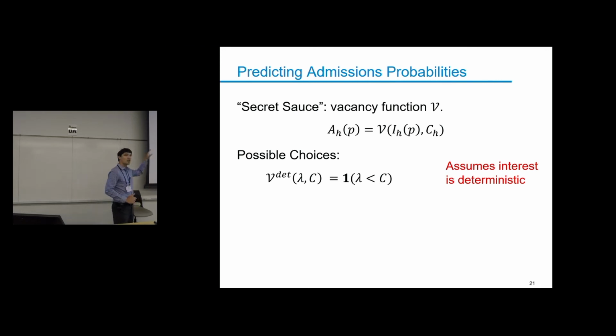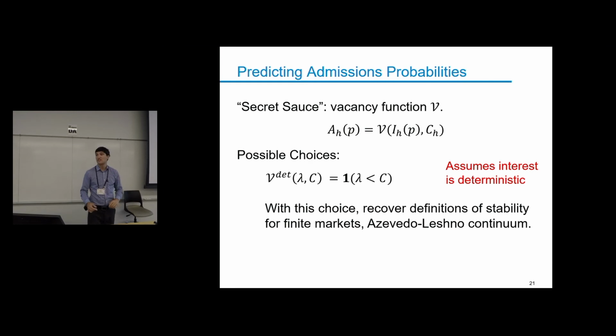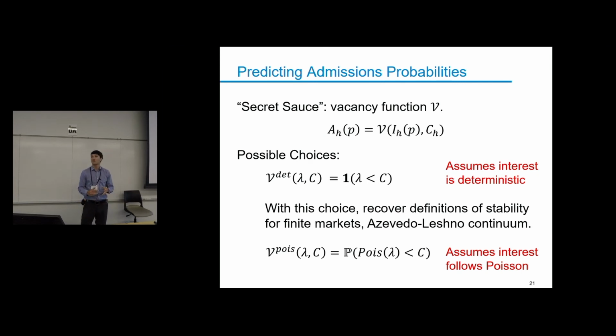If you use a deterministic vacancy function, assuming the number of interested schools is deterministic, then you actually recover existing definitions of stability. For the simulation, or for the numerical results I showed you previously, I was assuming interest instead followed a Poisson distribution.